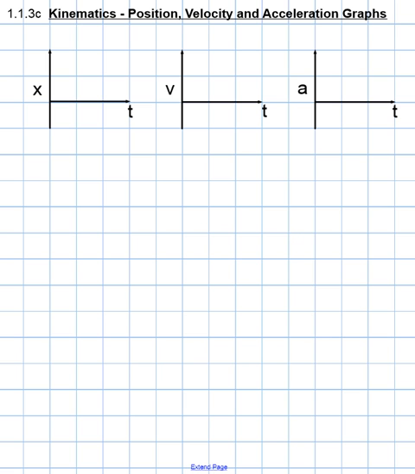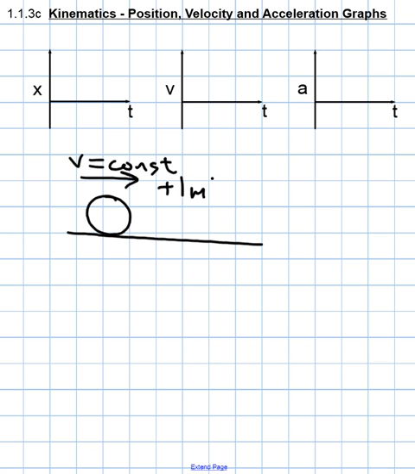So the next simplest thing that an object could be doing is moving, right? But if it was moving, the simplest thing it could be doing is moving at a constant velocity. So let's say we have a constant velocity. Let's pick a number. Let's say positive 1 meter per second. What that means is that every second, this thing goes 1 meter in the positive direction.